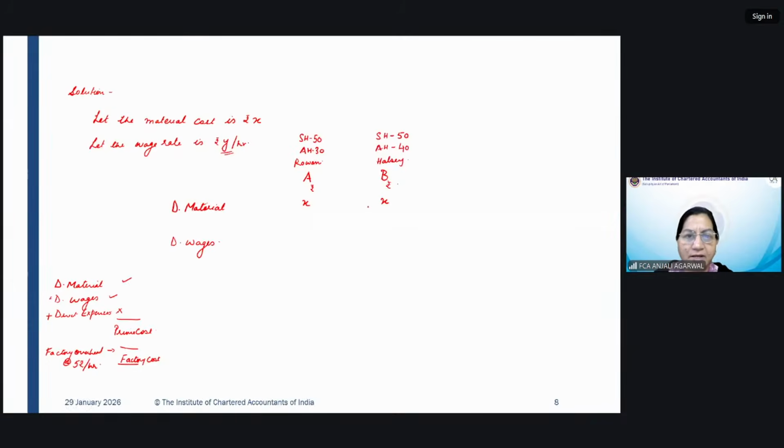So wages are, material is X and X. Wages are 42Y and 45Y. They are both paid at the same rate, but because the time taken by both the workers is different and they are under different schemes, therefore wages are different. This gives you the prime cost.